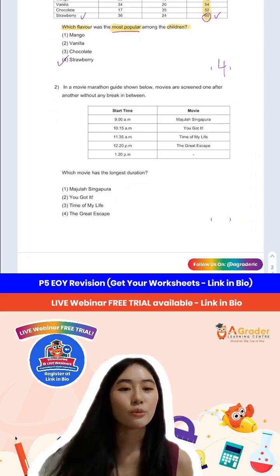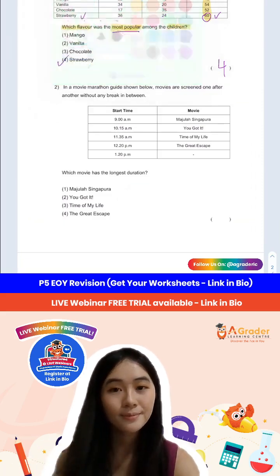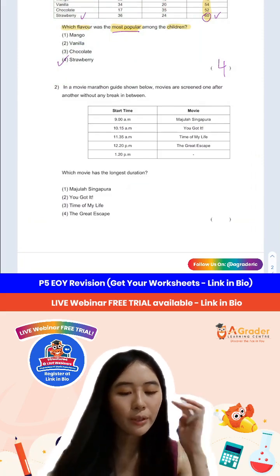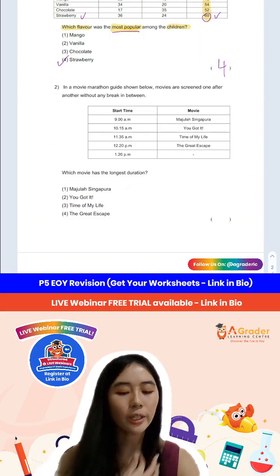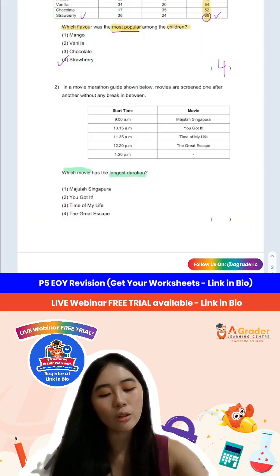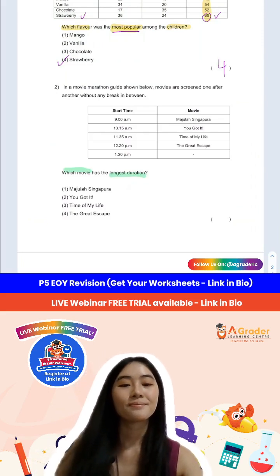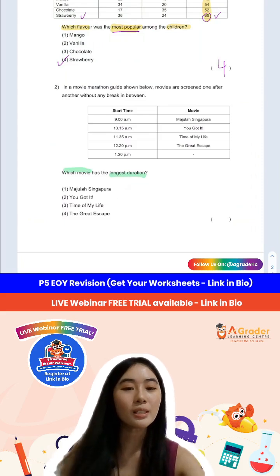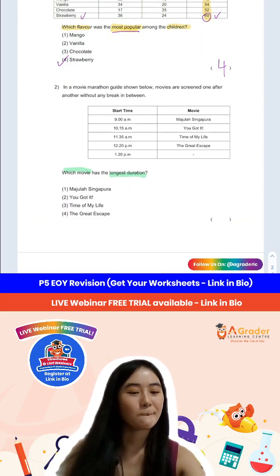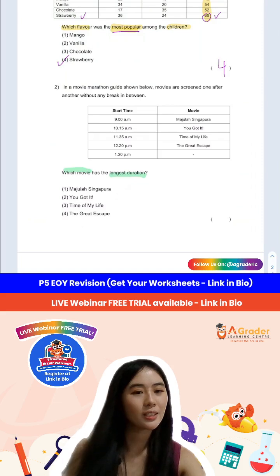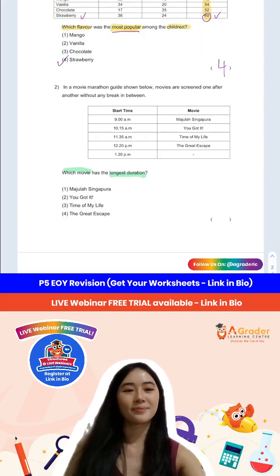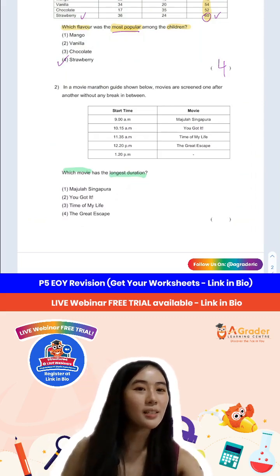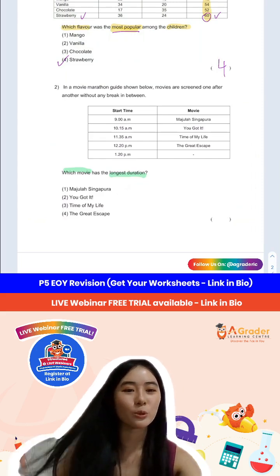All right, please read the next question. In the movie marathon guide shown below, movies are screened one after another without any break in between. Which movie has the longest duration? All right, so take some time to send me your answers. So the answers are correct so far. WL, you gave me the working some more. Very good. Okay, some more answers before I go through.